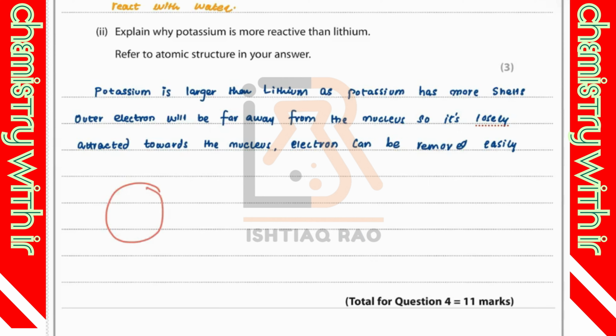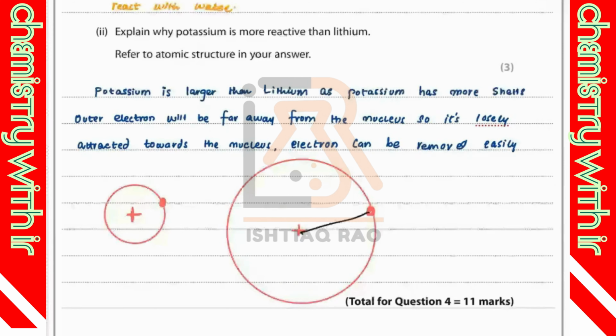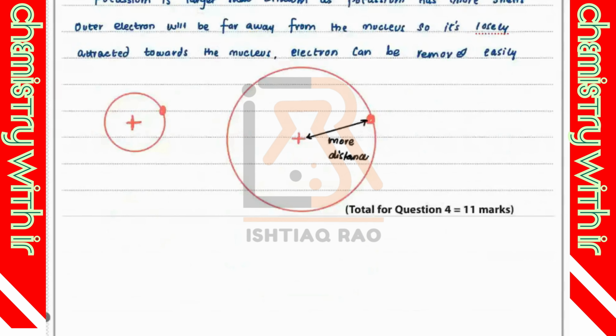If this is the lithium nucleus, this is an electron. So this is potassium. The electron's much farther away, more distance. So it means less attraction. Are you getting my point? Okay, it's easy.